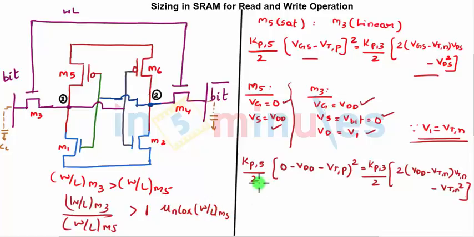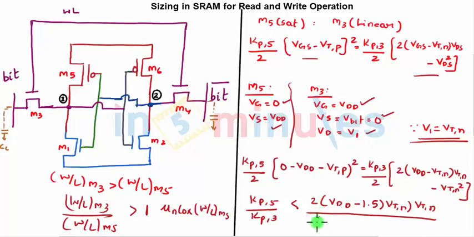Okay, we'll do it in terms of Kp here and then I'll tell you what we are doing. So this is what it is. Now I'll just rearrange the terms. So Kp5 upon Kp3 should be equal to, or rather less than, because M5 should be weaker than M3 in W by L. So this is less than sign, 2 times VDD minus 1.5 times VTN into VTN, simple mathematics, upon VDD plus VTP the whole square.